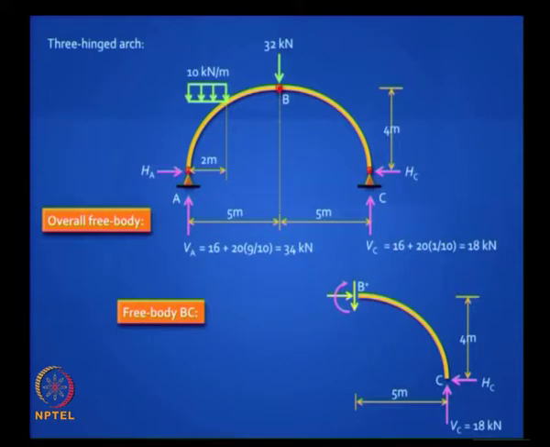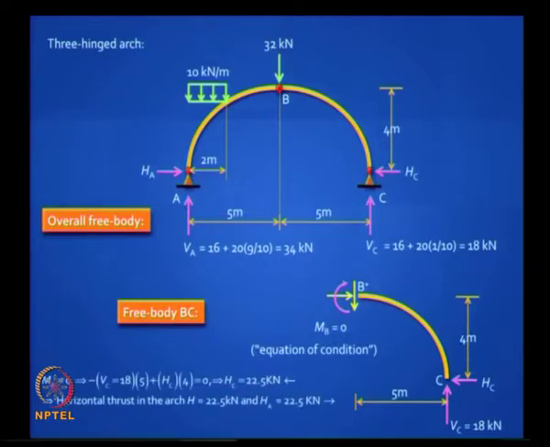So you take a free body. You can take either the left or the right. Here taking the right free body is more convenient because you do not have any loads to be shown in that portion. And then you invoke the condition that the bending moment at B is 0, it is called an equation of condition, and you can easily solve and get the horizontal reaction. Okay. So this is the solution for a typical problem like this.